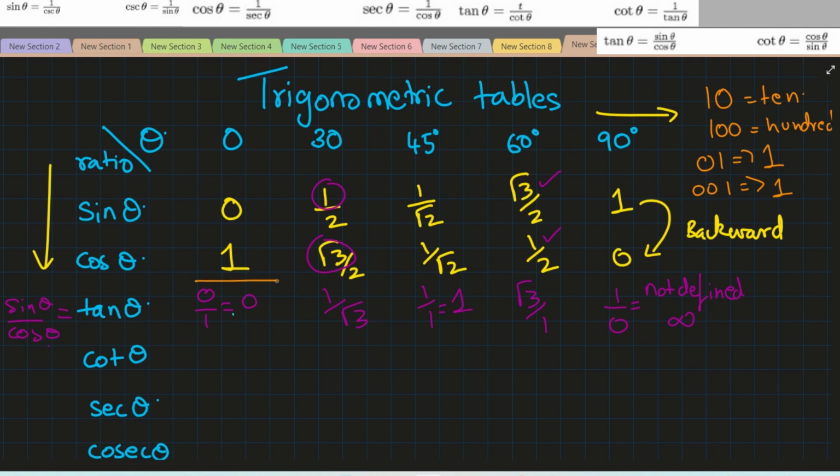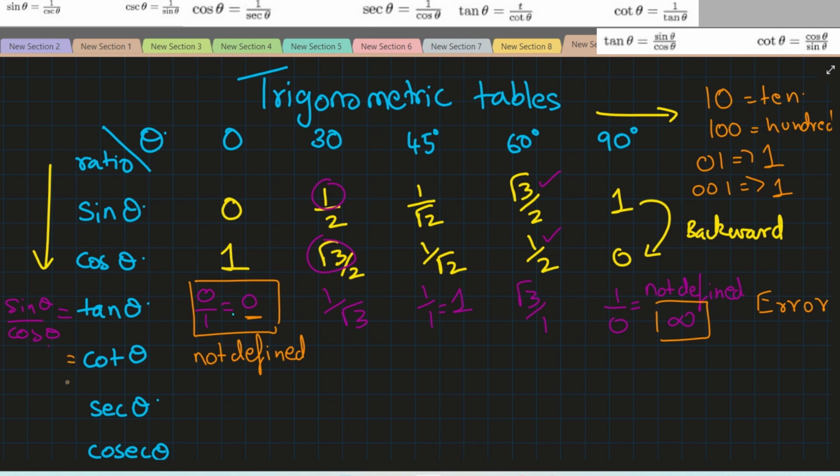For example, if you see this, the first value of tan theta is 0 upon 1, which gives you 0. And over here, the 0 is in the denominator, which is called not defined. Even if you use a calculator and try to divide this value, you'll get something called an error. So in trigonometry, we will represent 1 upon 0 as not defined or else infinity. So the value of cot theta will be nothing but the backward of tan. That is, cot 0 will be not defined, which is the value of 1 upon 0.